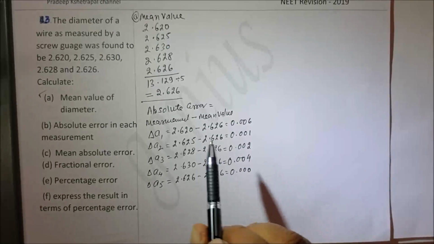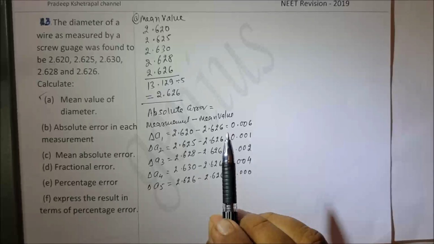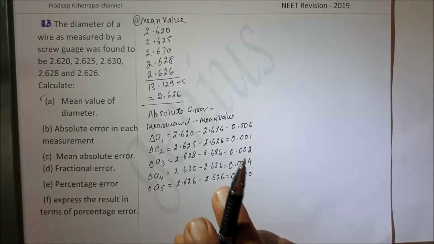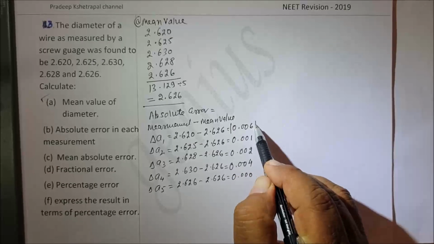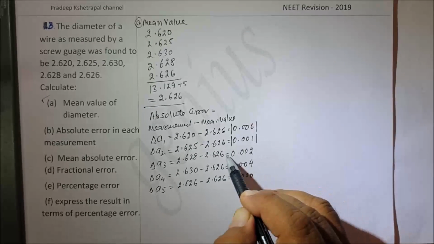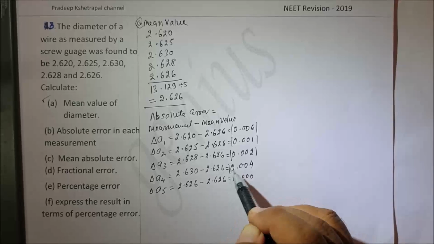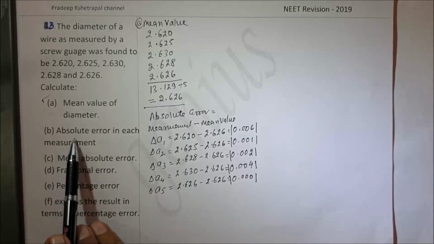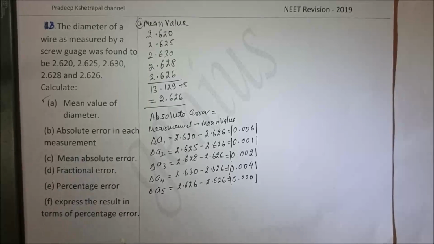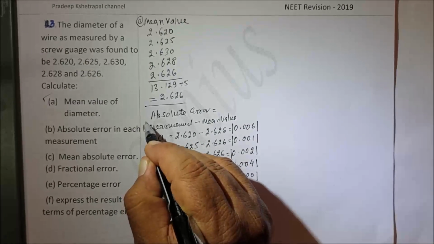now the sign of all these values, this may be positive, this may be negative, but we are supposed to take only modulus value. Okay, so we will take modulus value. Now these are the absolute error in each measurement. This is our question number B.